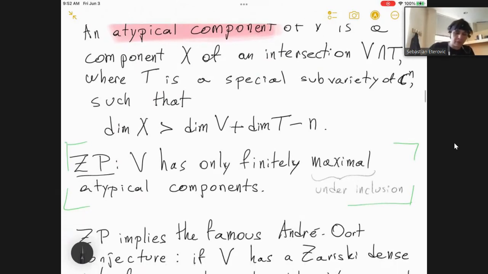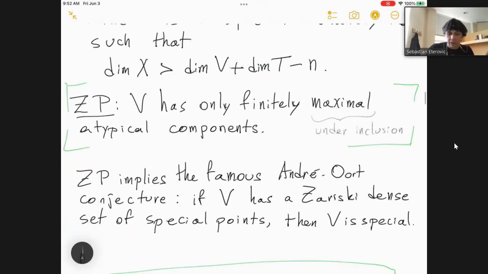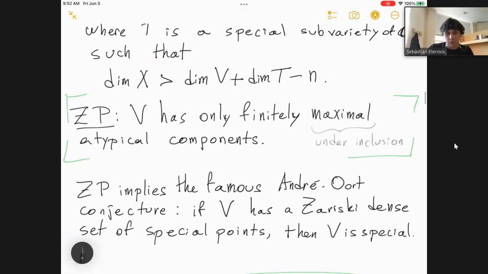And in particular, the Zilber-Pink conjecture implies the very famous conjecture of André, which says that if a variety has a Zariski dense set of special points, then itself must already be special. That's the only way that a variety can have a Zariski dense set of special points. It has to be a special subvariety.